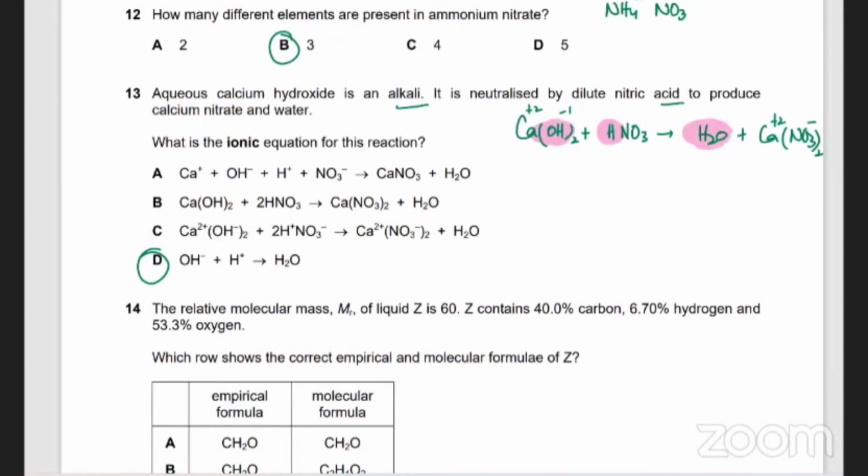Okay. The acid by definition produces H plus 1.